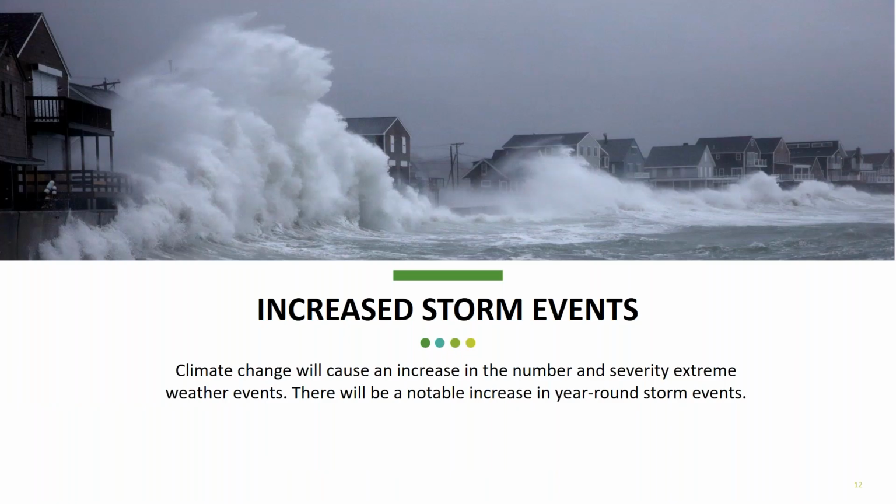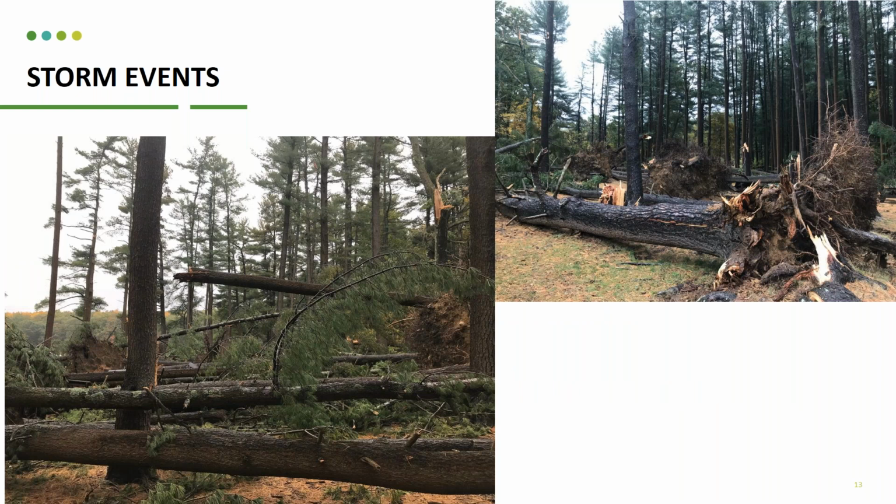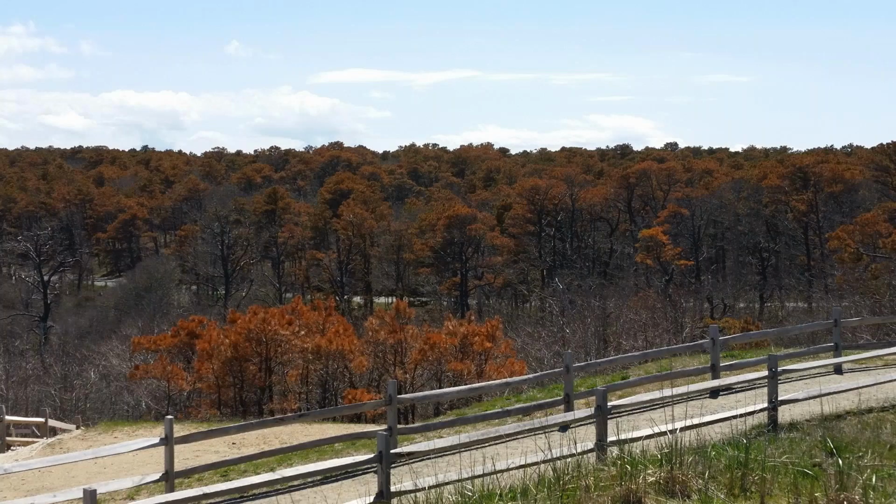We're also going to see increased storm events. So this year we had a lot of wind events. We had tropical storms, derechos, and those caused direct damage to our trees, knocking over huge mature trees, breaking limbs. Just the events of the storm, heavy snowfall earlier or later can cause a lot of damage. This picture is from 3 years ago when we had those late March storms that caused a huge amount of wind burn to our pitch pines out on our coast.